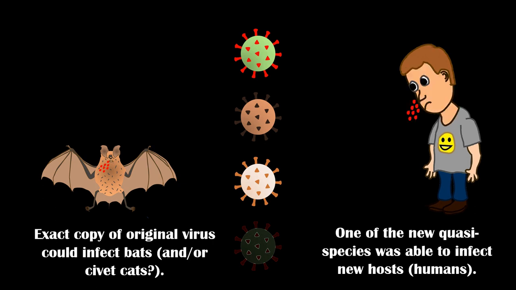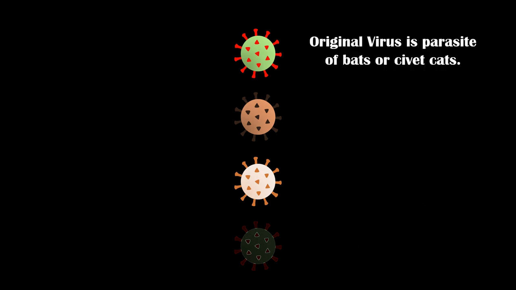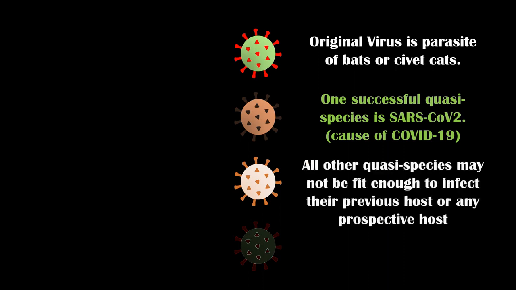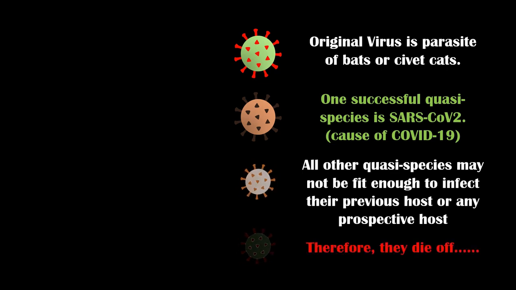Summarizing the above discussion, the original virus is the parasite of bats or civet cats. One of the successful quasi-species is now called SARS coronavirus 2, which is the cause of the current pandemic. All other quasi-species may not be fit enough to infect their previous host or any prospective host. Therefore, they would die off.